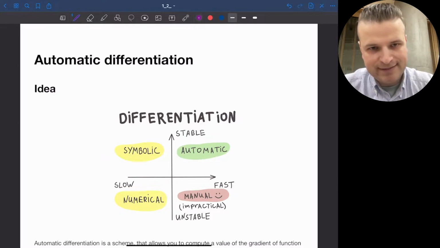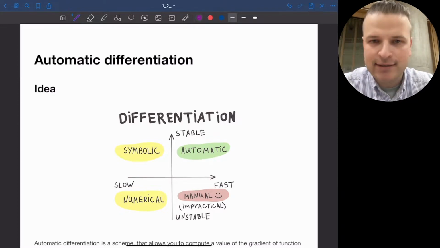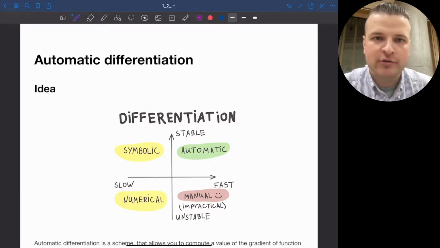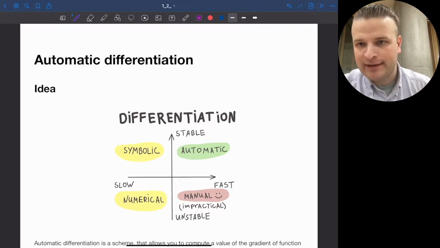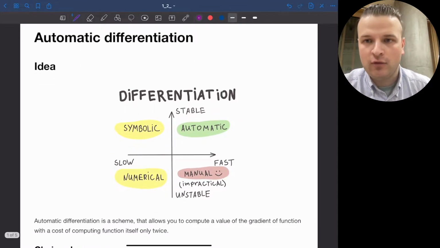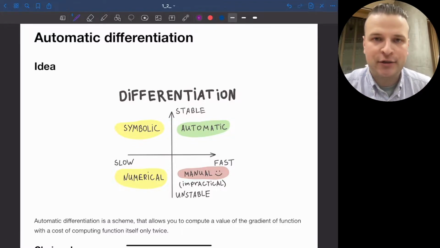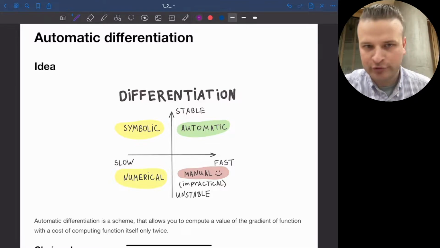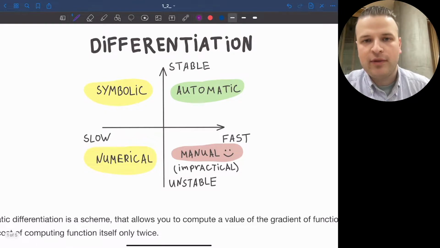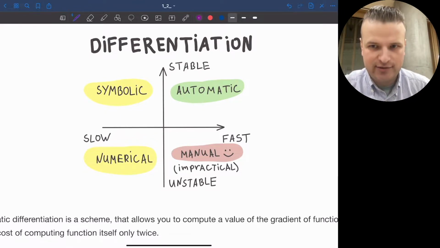Hello, my dear friends. Today we're going to talk about the idea of automatic differentiation. That's a very important concept in deep learning and in machine learning. That's actually the workhorse of all these stochastic gradient training algorithms for our modern models. And we'll start with the idea of differentiation and different kinds of differentiation.